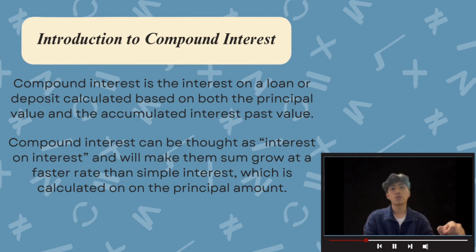Let me introduce you to compound interest. Compound interest is the interest on a loan or deposit calculated based on both the principal value and the accumulated interest past value. Compound interest can be thought of as interest on interest and will make a sum grow at a faster rate than simple interest, which is calculated on the principal amount.